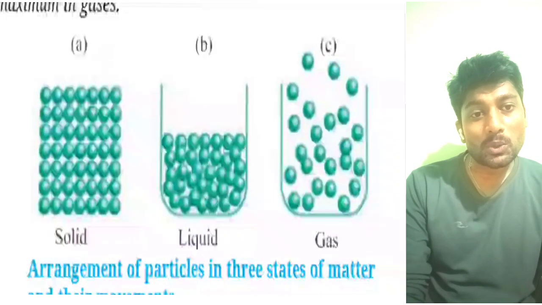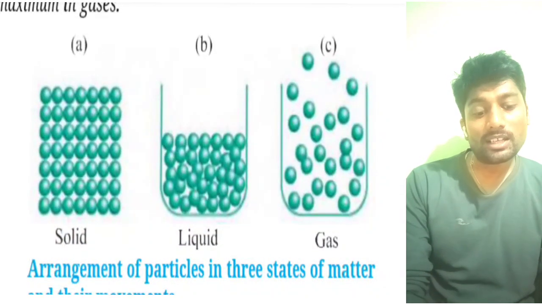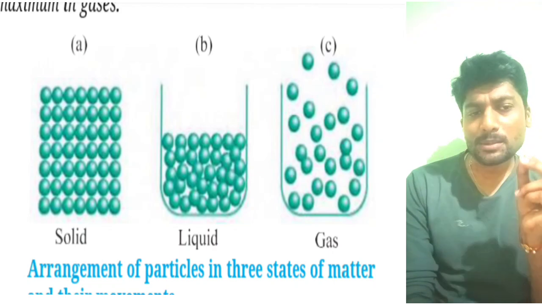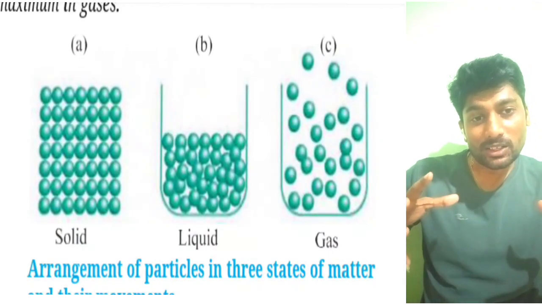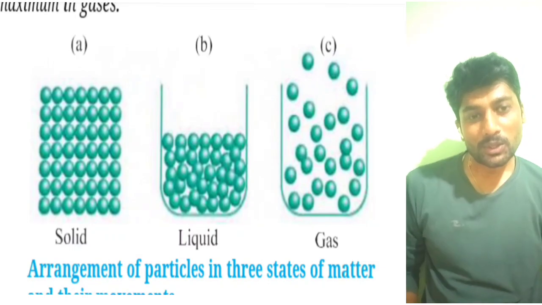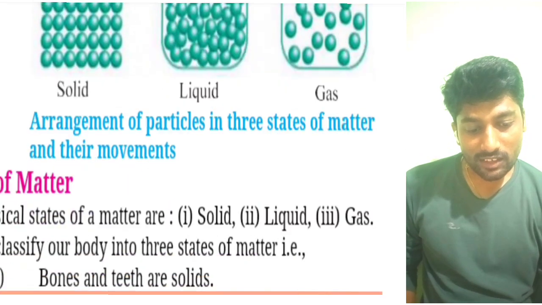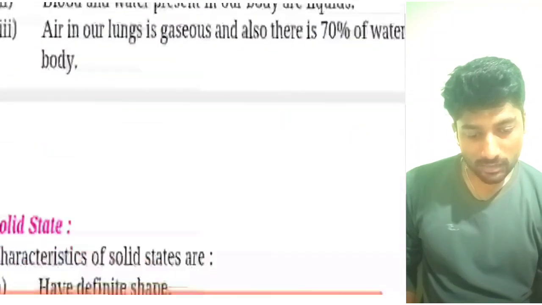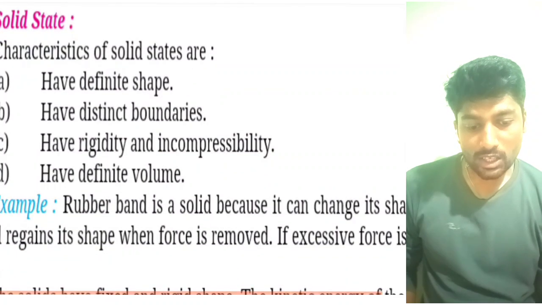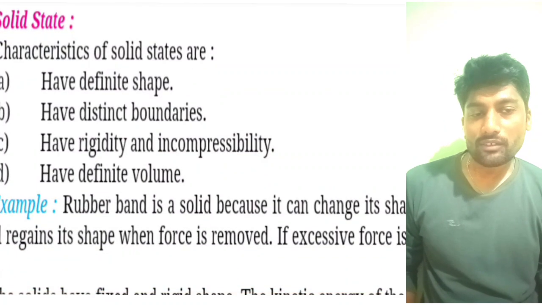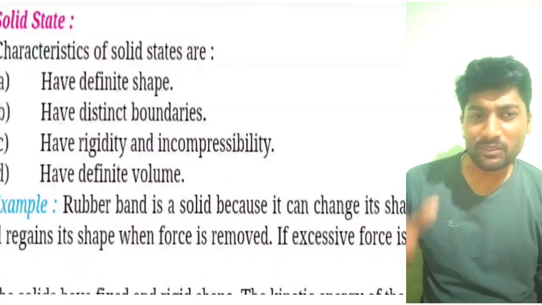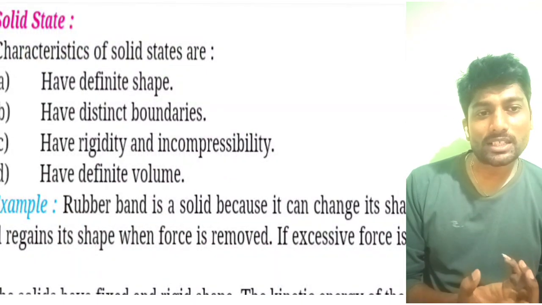In the solid, there is no space between the particles. Liquid has less space. In the gases, there is more space, so that's why their gap is very large. So solid, liquid, gases, we have some characteristics. Of course, solids are very rigid, very hard, but liquids are not like that. Gases are very free and are not rigid.